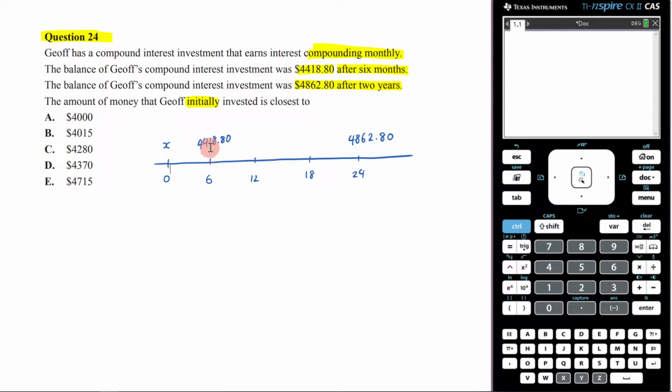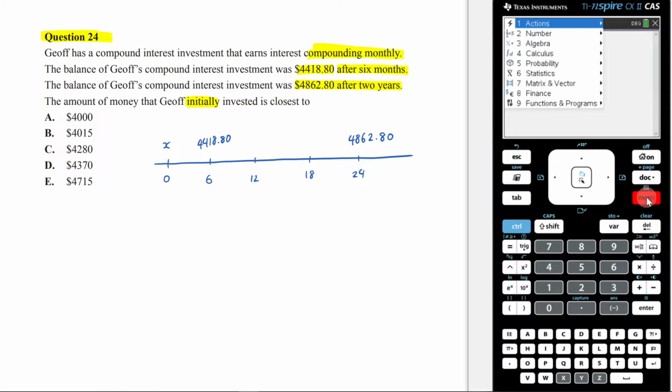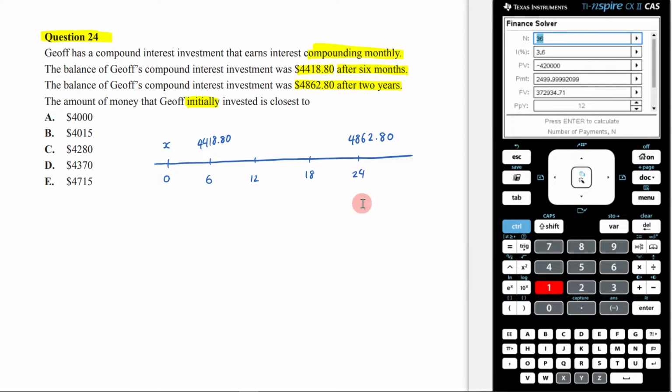My eye is first drawn to the idea of going to my financial solver, menu 8.1, and looking at this time period, from here to here. That's 18 months, right? So I've got 18 payments here because it's compounding monthly. I don't know the interest rate. I do know that the present value is going to be minus 4418.8.